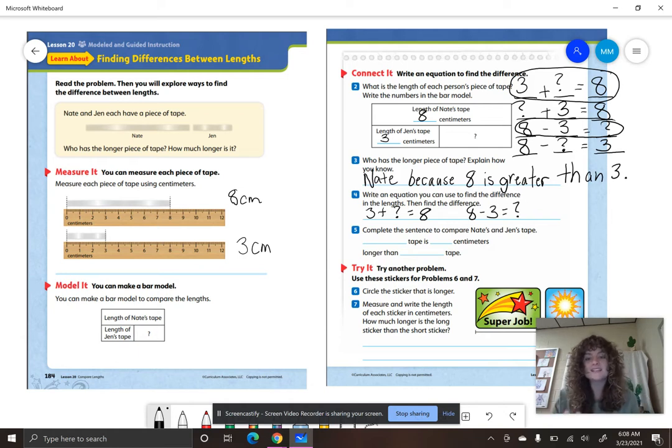All right, and it says to solve to find the difference. So we know that Nate's tape is 8 centimeters long. I can use my fingers for this. We have 8 fingers, right? I have 8 centimeters. We know that what is the same is 3 centimeters. What is the difference? 5 centimeters. So I'm going to write 5 centimeters is the difference.